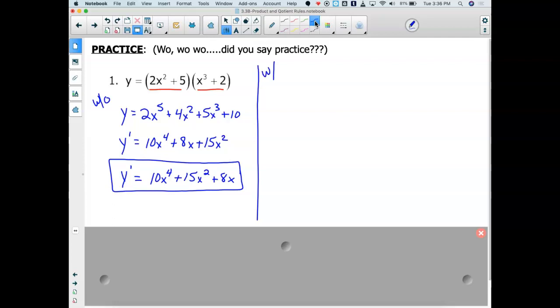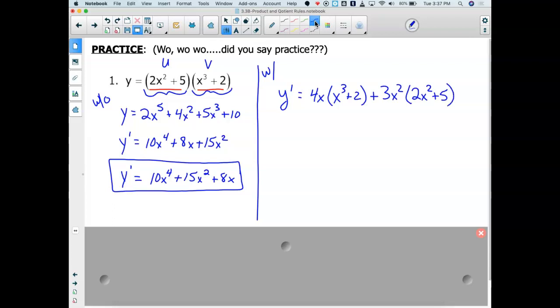With the product rule, here's my u, here's my v. My derivative would be as follows. What is the derivative of u? Well, the derivative of that is going to be 4x, and that's going to have to get multiplied by the second term, which is x cubed plus 2, plus the derivative of my second function, which is 3x squared, times the first one, 2x squared plus 5. Again, are these the same?